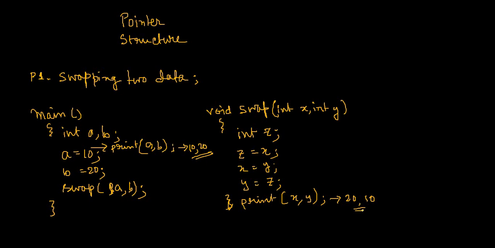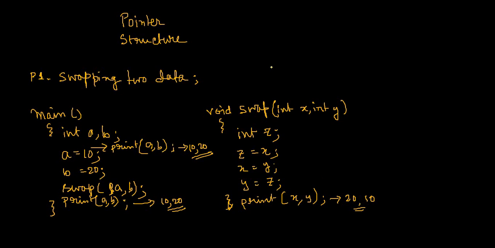But if I print the data over here, the same data, print a comma b, it will show the same 10 comma 20. That means the data I passed to you may be swapped in your place, but if I want the same thing to be reflected in my part also, it is not possible over here.